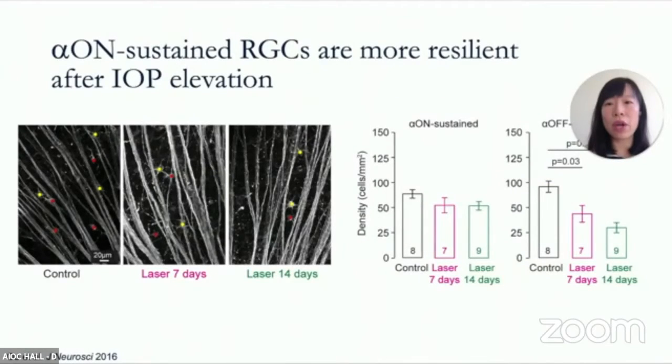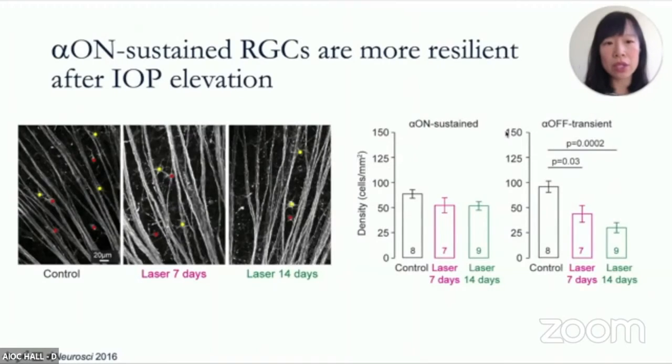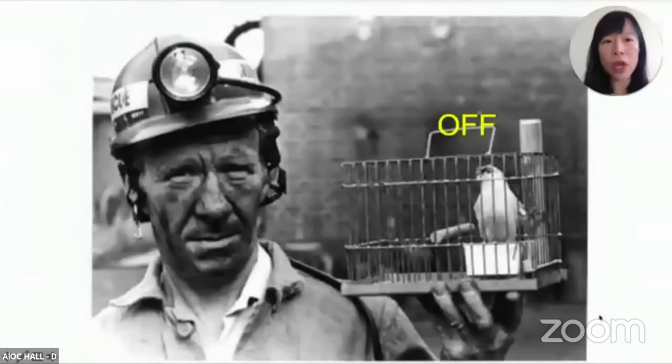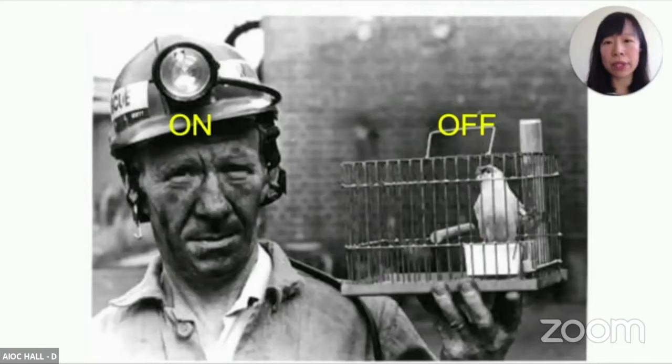We also know that alpha on sustained ganglion cells are more resilient after eye pressure elevation. This is data showing that they survive, whereas the alpha off transient cells are lost. So the off cells may actually represent the canary in the coal mine, early susceptibility, whereas the on ganglion cells are like the hardy coal miner, much more resilient.